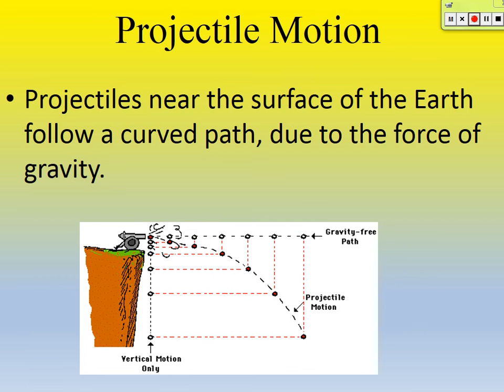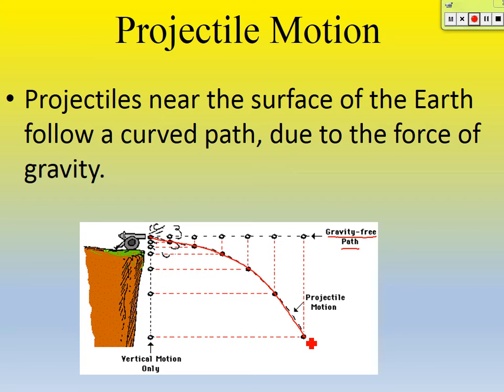So projectiles near the surface of the earth follow a curved path. And this is due to the force of gravity. To illustrate this point, if this cannonball that's being shot out of the cannon had no gravity acting on it, after it's shot out, it would follow a straight path, horizontal. So this is the gravity-free path. But we know that that's not the case in a real-world situation. So what happens after you shoot the cannonball is that the cannonball is going to be pulled on by gravity. But when you look at the path that a projectile makes, it kind of makes this curved path.